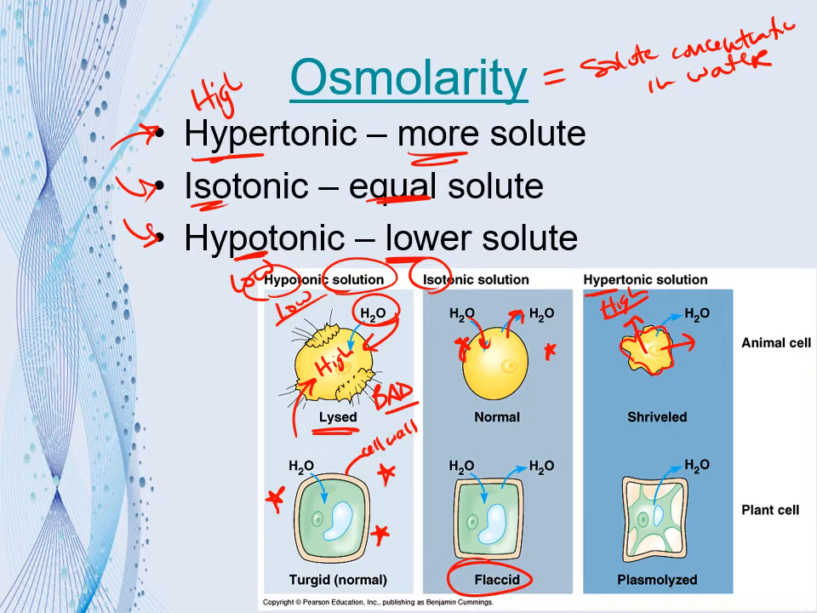And so if you eat too much salt and you get a little bit of a headache, it could be that your brain cells are shriveling up like this. Drink more water. Always drink more water. It's good for you. Plant cells really, really don't like this.